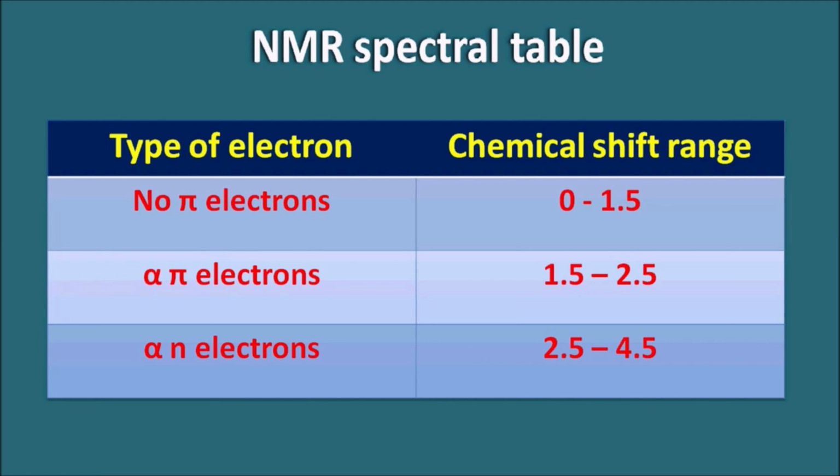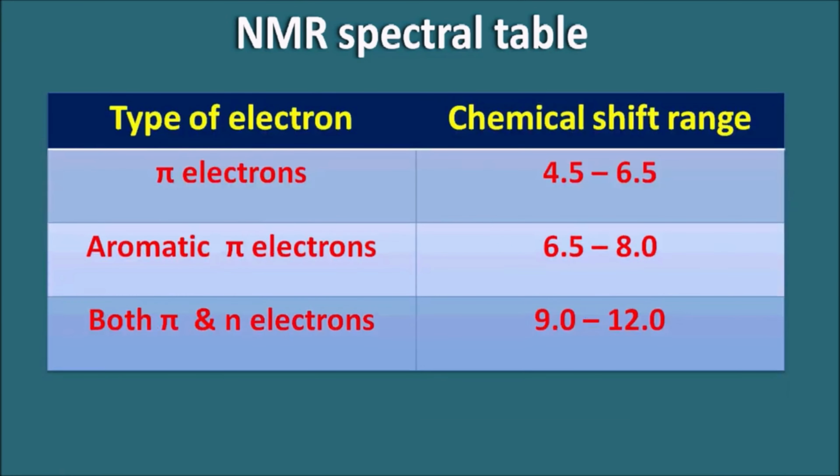For example, if protons are present in an environment where there are no pi electrons, the chemical shift range will be 0 to 1.5. And if the protons have an alpha pi electron, that means a pi electron is present adjacently, then they will have a chemical shift of 1.5 to 2.5. And if they have adjacent n electrons, lone pair of electrons, they will have a chemical shift of 2.5 to 4.5. Here you can see that whenever a lone pair of electrons is adjacently present, the chemical shift range is higher. But it is not because of the n electrons, it is because of the electronegativity of the elements which have the n electrons.